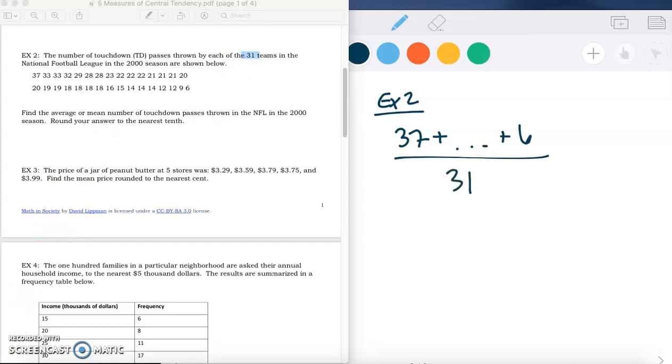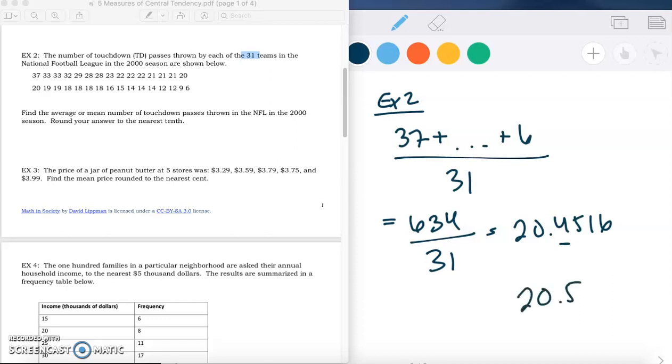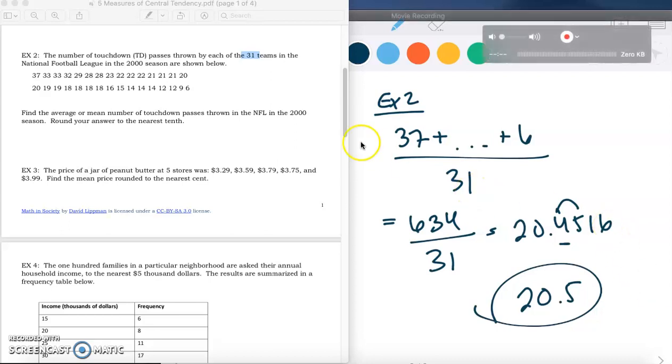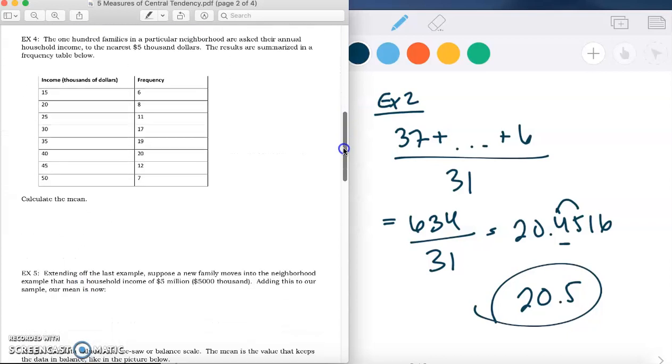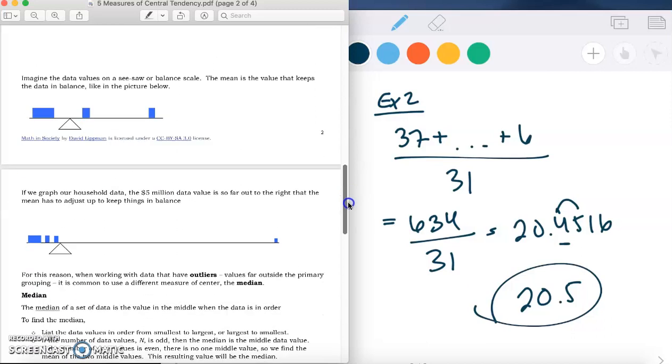All right, and that total on top is equal to 634 divided by 31. And we get 20.4516. But remember, we need to round to that tenth spot, so we're going to get 20.5 because that rounds up. All right, so the mean touchdown passes thrown was 20.5. So the idea for the mean is that you're going to sum across all the values and then divide by the number of values that you have in your data set.